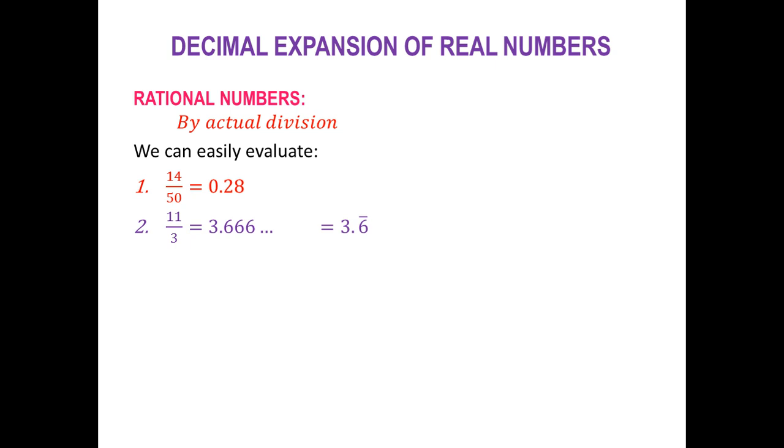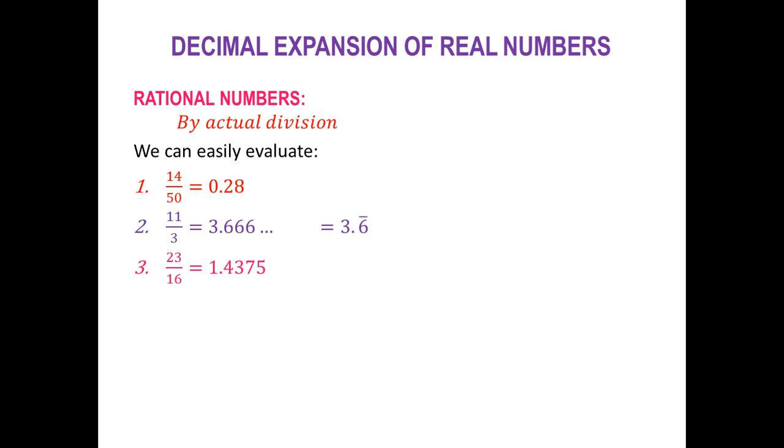In case of 11 by 3, the remainder does not become 0. Its quotient is 3.666 and so on. So we put a bar on 6, or we can say it is equal to 3.6 bar.